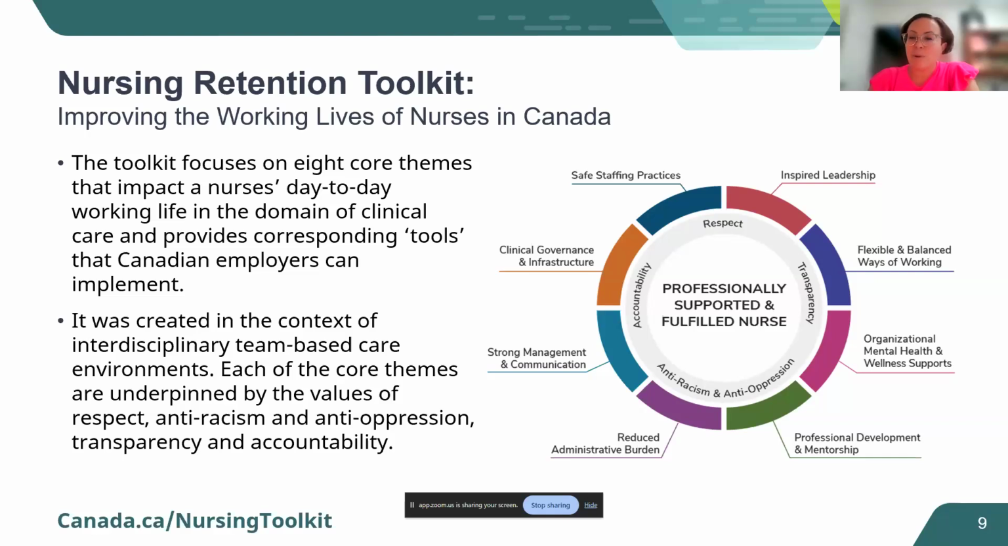And this is a really important point, that the recommendations in the toolkit are really aimed at the organizational or health authority level. They are structural changes that are needed in terms of how we are valuing the nursing workforce in Canada. And that's why we really went with this subtitle of Improving the Working Lives of Nurses in Canada, because that is essentially the goal.